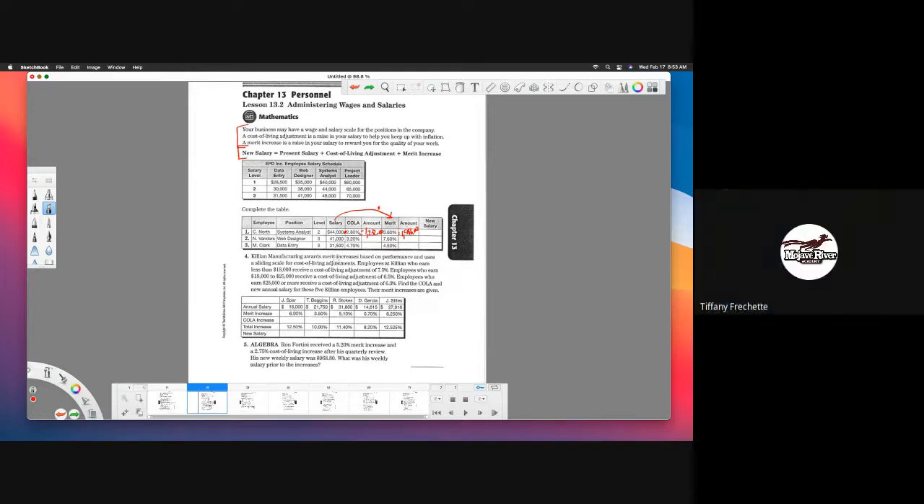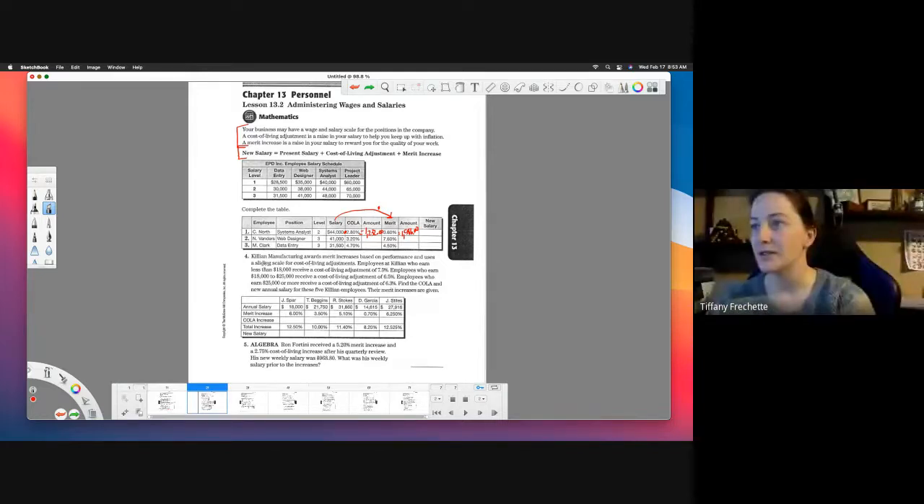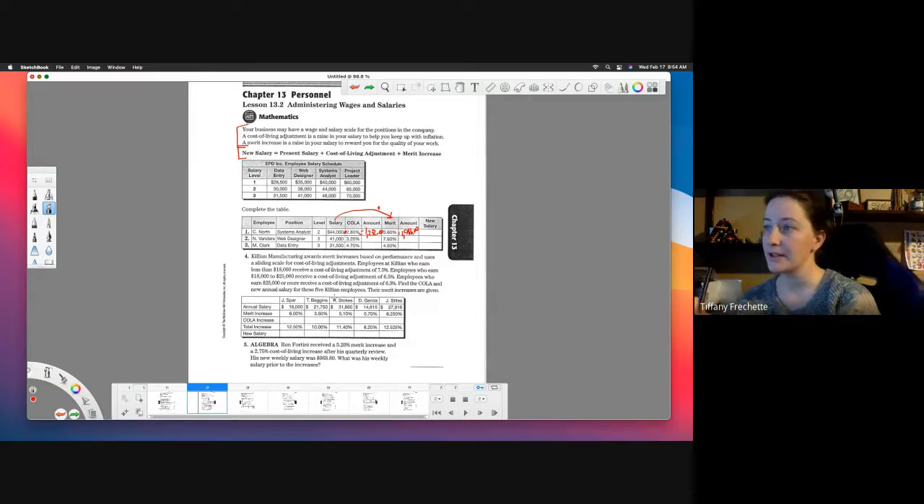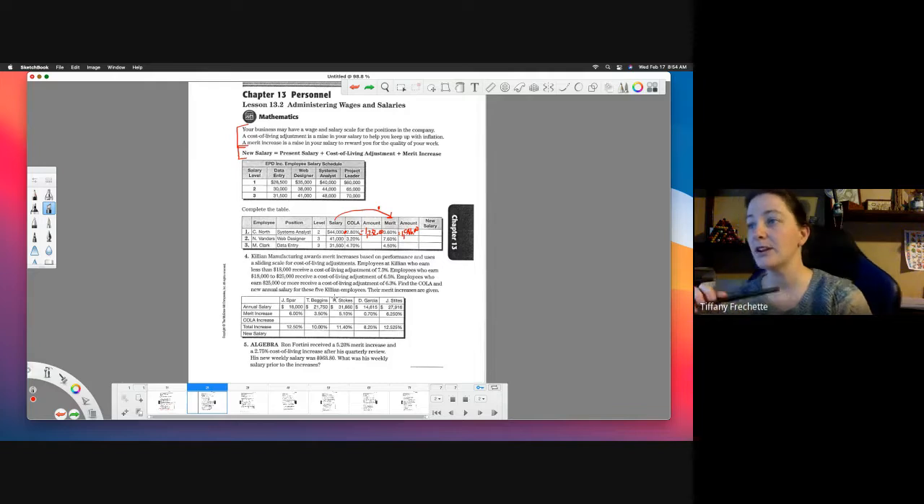So Keelan Manufacturing awards merit increases based on performance and uses a sliding scale for cost of living adjustments. Employees at Keelan who earn less than $18,000 receive a cost of living adjustment of 7.5%. Employees who earn $18,000 to $25,000 receive a cost of living adjustment of 6.5%. Employees who earn $25,000 or more receive a cost of living adjustment of 6.3%. Find the COLA and annual salary and new annual salary for these 5 Keelan employees. Their merit increases are given.